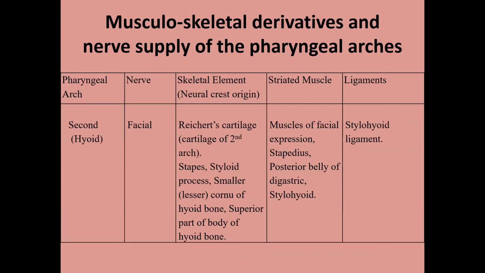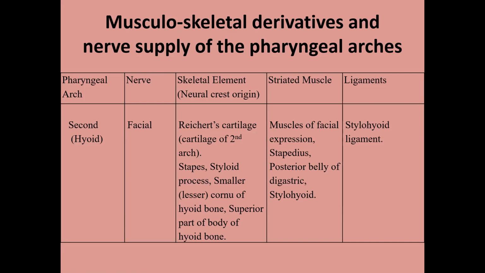The second pharyngeal arch is called the hyoid arch, and the nerve for this arch is the facial nerve. The cartilage for this arch is the Reichert's cartilage. Now, an interesting thing is that all these skeletal components derived from the second pharyngeal arch begin with S. So we have stapes, the smallest bone in our body, the styloid process, the smaller cornu of hyoid bone, and the superior part of body of hyoid bone.